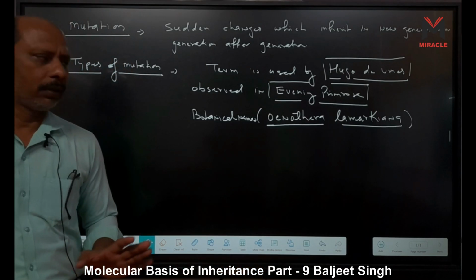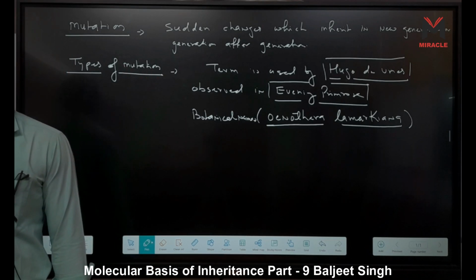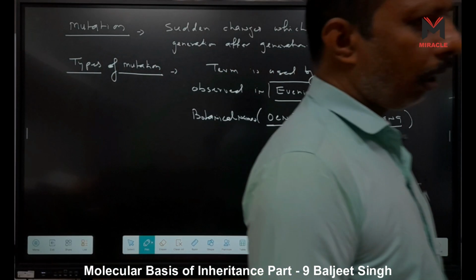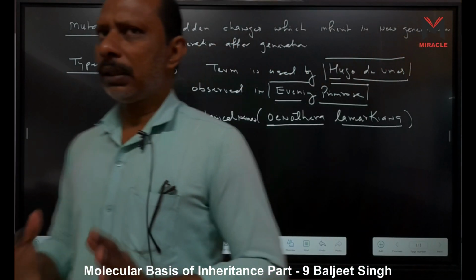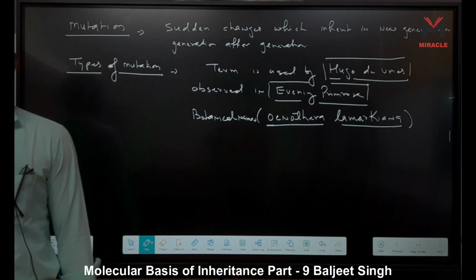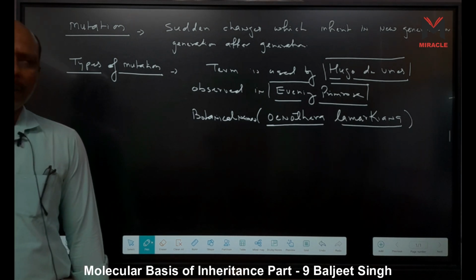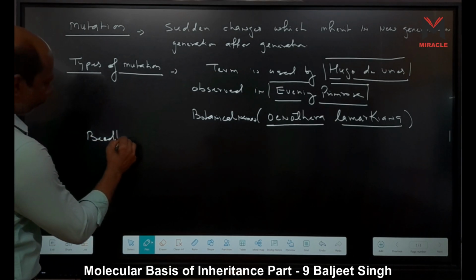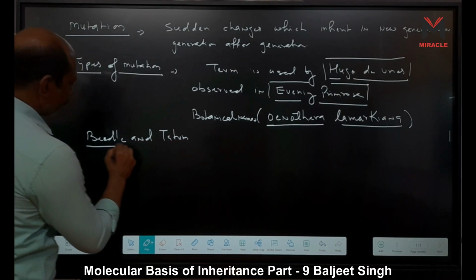Morgan also observed some mutation in Drosophila. Another is Muller. Morgan and Muller are scientists who observed mutation in their experiments. One more important pair is Beadle and Tatum. You know these two scientists.